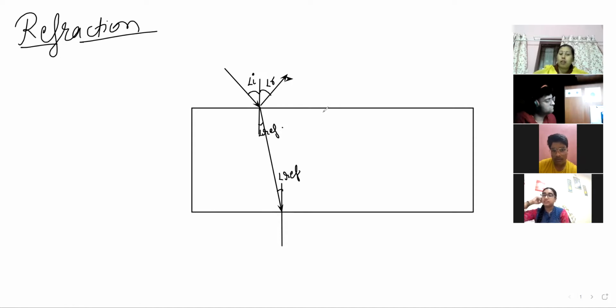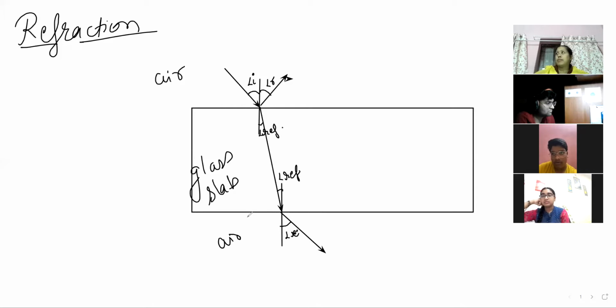Understood? Now, up till here, any doubt? Fine. Now the light will move away from the normal. This is the angle of emergence also, you can say. Now, why do these things happen? Because this is air, and this is my glass slab, and again, this is air. Okay. Now, what happens?